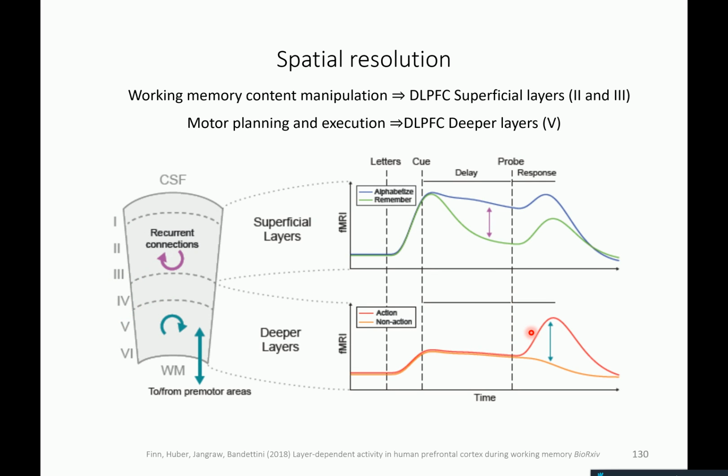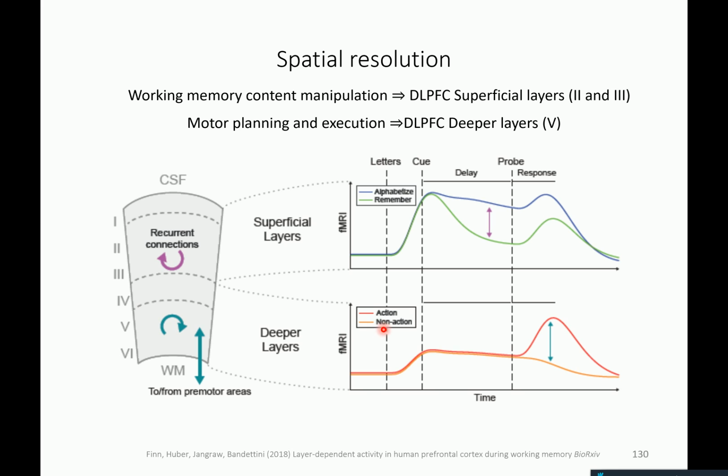And then they had a hypothesis that working memory content manipulation should happen in superficial layers of dorsolateral prefrontal cortex. They only distinguish between superficial and deeper layers, so it doesn't really make sense to talk too much about layers 1 to 6. But the idea is that superficial layers do the processing, and if you do working memory content manipulation, you need your superficial layers and your recurrent connections specifically. This leads to the hypothesis that if you are alphabetizing your working memory content, you would see ongoing activation in the superficial layers in fMRI as compared to remembering, because there you don't need to manipulate it, you just need to keep it in memory.